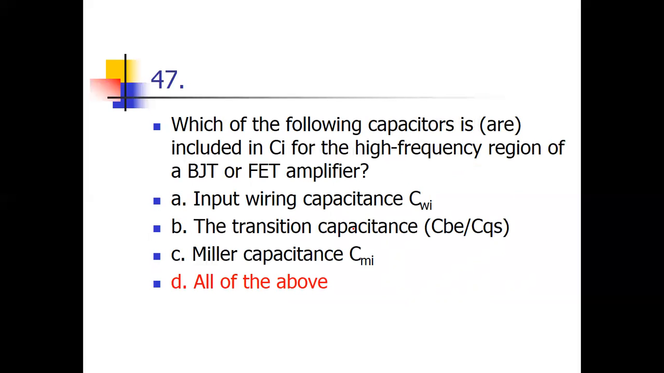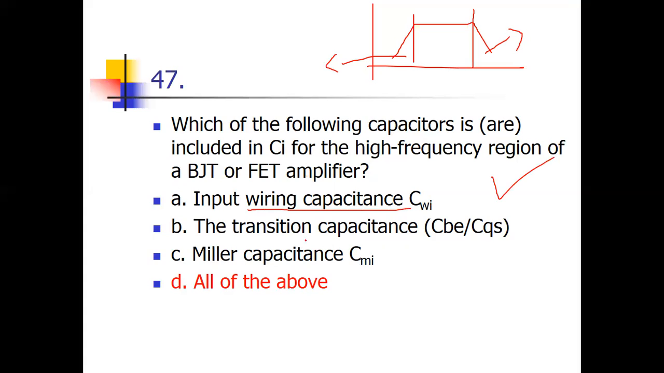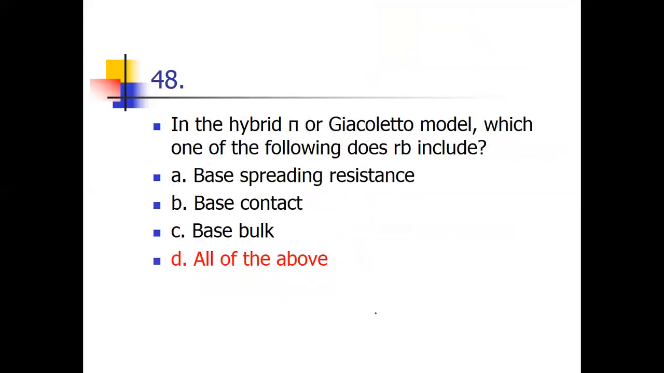Which of the following capacitors is involved in the high frequency region? In the frequency response, gain is constant in the mid frequency range. In the low frequency range, gain reduces due to coupling and bypass capacitors. In the high frequency range, gain reduces due to transistor internal or wiring capacitors. Wiring capacitors, correct. Transistor internal capacitors, correct. Miller capacitors, correct. So all are part of the high frequency response.